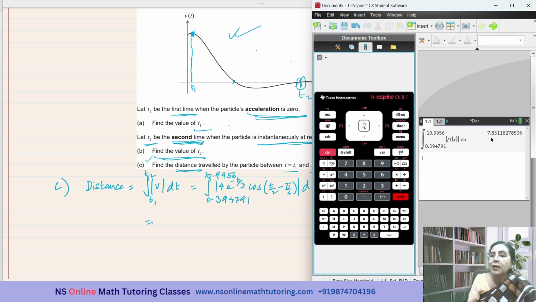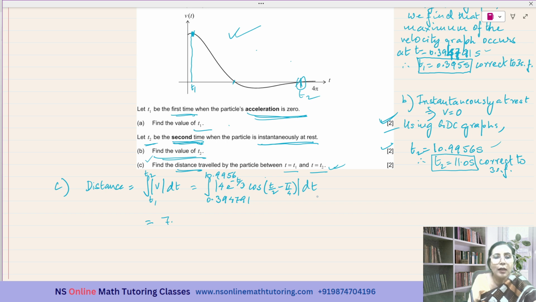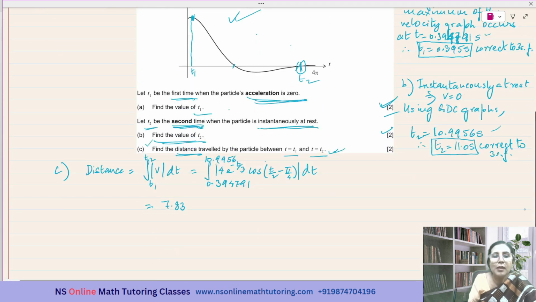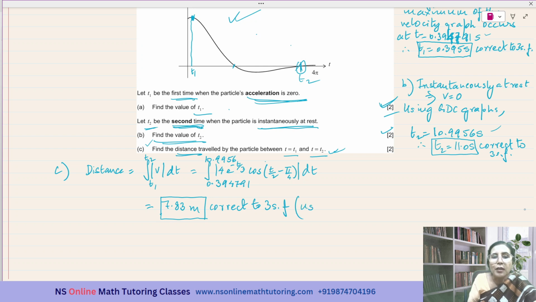Okay. So it is 7.8311. This time it is the final answer. So I'll be giving the answer up to 3 significant figures. So it is 7.83. And what is the unit? Unit is in meters. Okay. 7.83 meters, correct to 3 significant figures. Of course, using GDC. Okay.